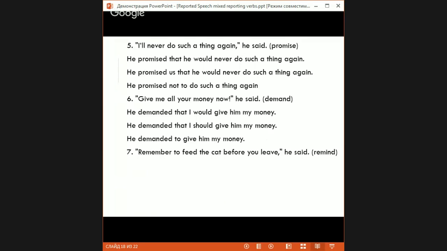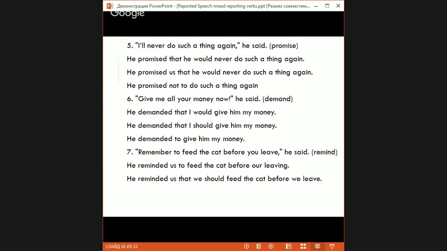Remind. Remember to feed the cat before you leave. He reminded us to feed the cat before our leaving. Or he reminded us that we should feed the cat before we leave. Or nothing.